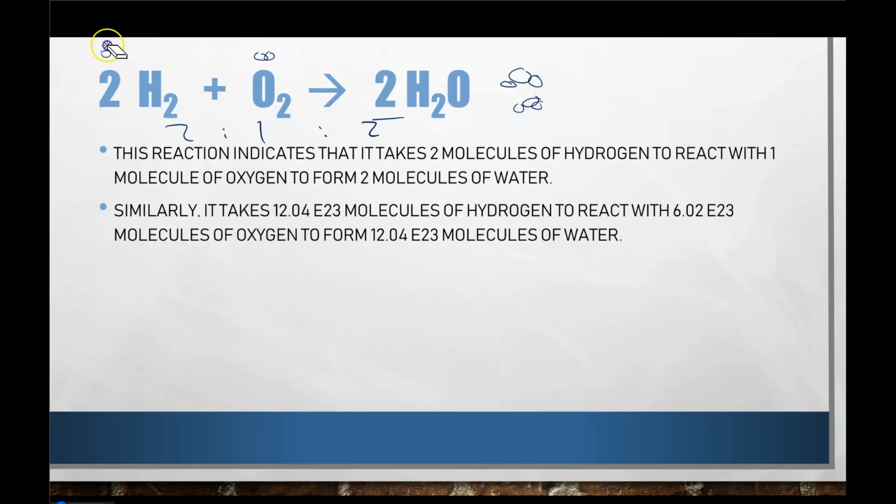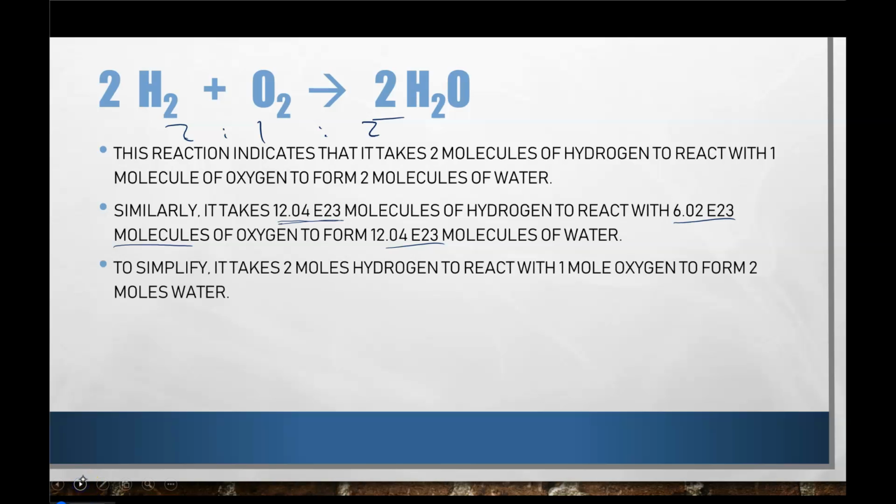But if we look at it on a larger scale, where we're talking molecules, it takes 1.204 e to the 23rd molecules of hydrogen to react with 6.02 e to the 23rd molecules of oxygen. It forms 12.04 e to the 23rd molecules of water. So it's still that same ratio, 2 to 1 to 2. It's just a much larger scale. Okay? Those three numbers represent moles. It's 2 moles of this, 1 mole of that, and 2 moles of that.